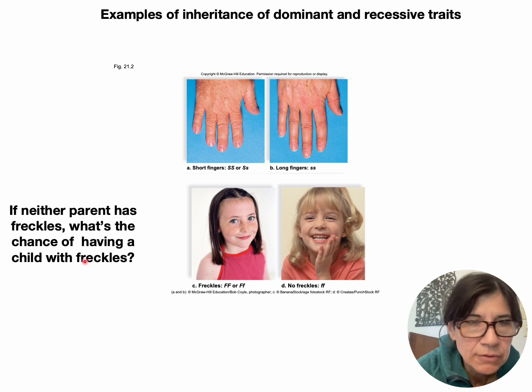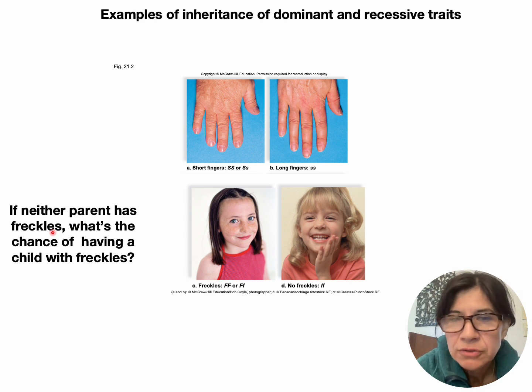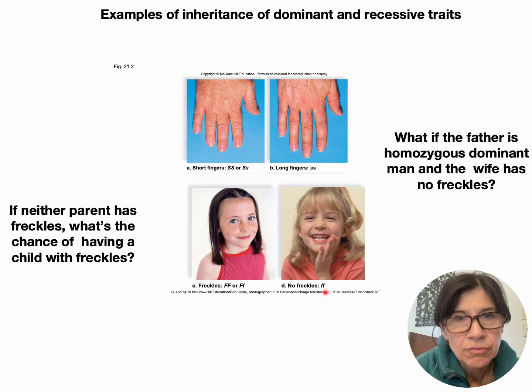So here's a question to see if you understand this. If neither parent has freckles, what's the only genotypic possibility to not have freckles? No freckles is little f. So if neither parent has freckles, what's the chance of having a child with freckles? Well, if the parent is little f, meiosis produces their gametes that splits these homologous genes apart. But the only possibility for the female's egg or the male sperm would be a little f, which means at fertilization the only possibility for the child is little f. So there'd be no chance of having a child with freckles.